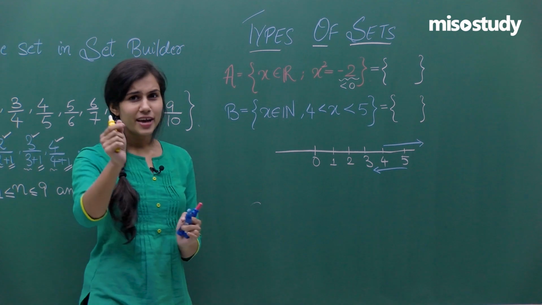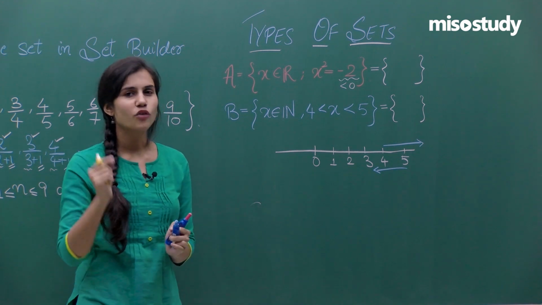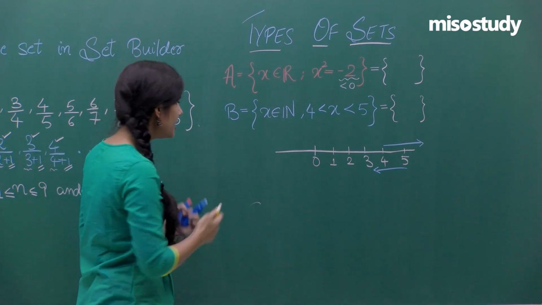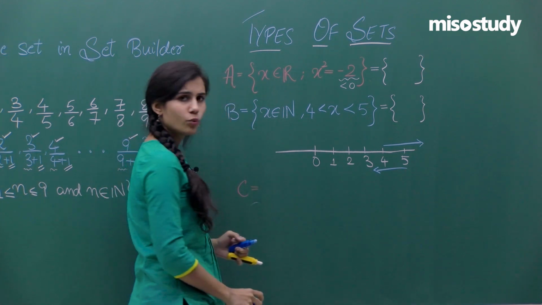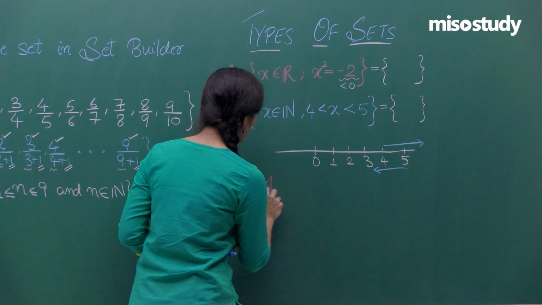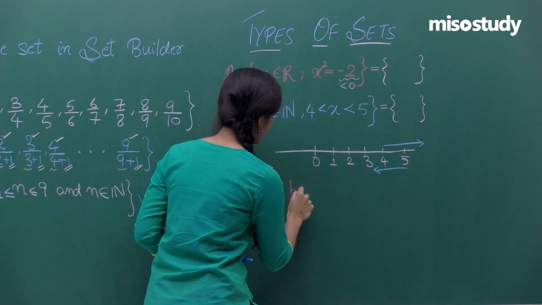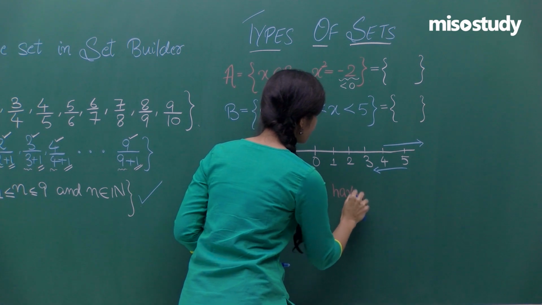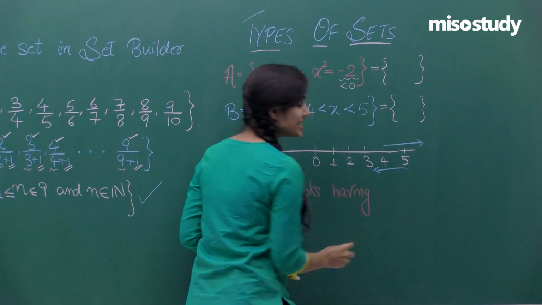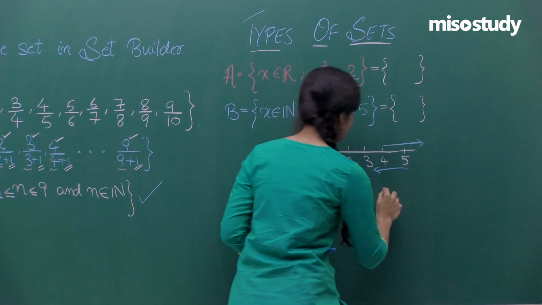Let me give you a very brief idea of how these sets work. Suppose I give you a collection C, which is all books having sensory organs.